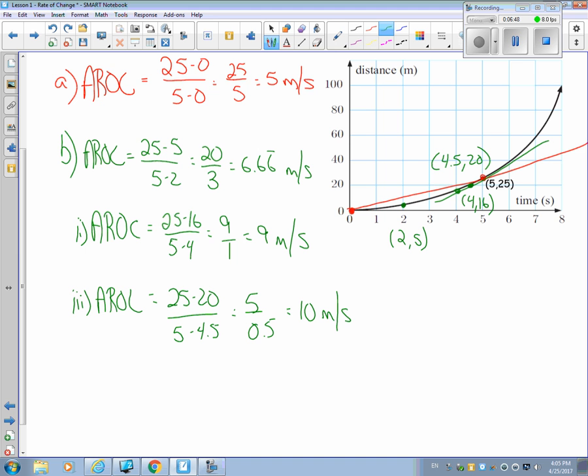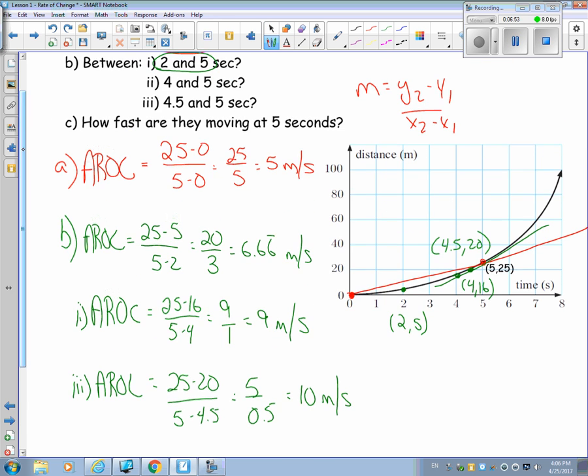In other words, we can figure out, for part C, what is the IROC? What's happening at 5? The closer and closer our secants get to that point, the better and better our estimates. But the best estimate would be to draw a tangent. The tangent just hits that line right there. But in order to figure out the rate of that IROC, we need points that are on our graph. So we need to estimate what that number is. And, well, we know 5 and 25, so I can use that.